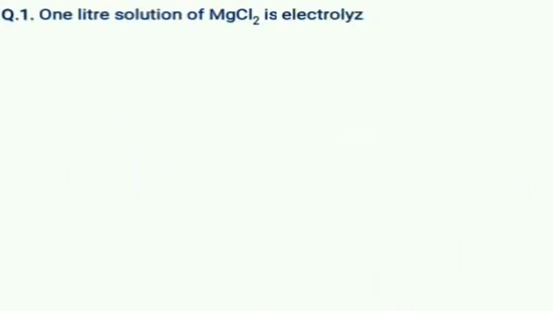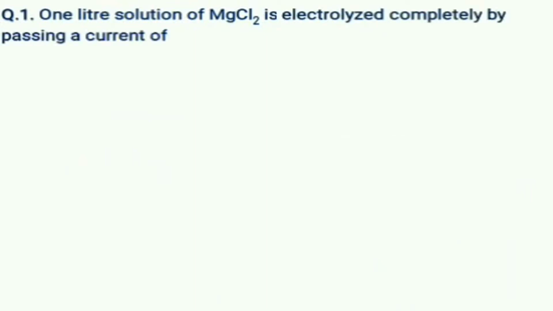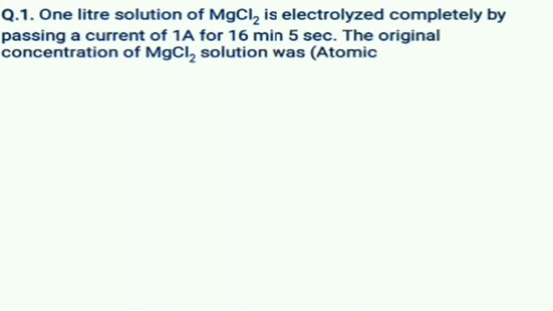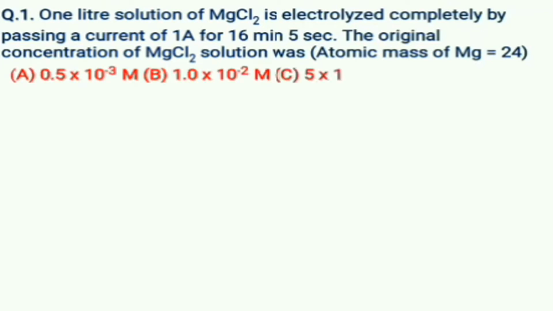Let's start with the first numerical. 1 liter solution of magnesium chloride is electrolyzed completely by passing a current of 1 ampere for 16 minutes and 5 seconds. The original concentration of magnesium chloride solution was, they have given the atomic mass of magnesium as 24. Option A, 0.5 into 10 raised to minus 3 M. Option B, 1 into 10 raised to minus 3 M. Option C, 5 into 10 raised to minus 3 M. Option D, 5 into 10 raised to minus 2 M.